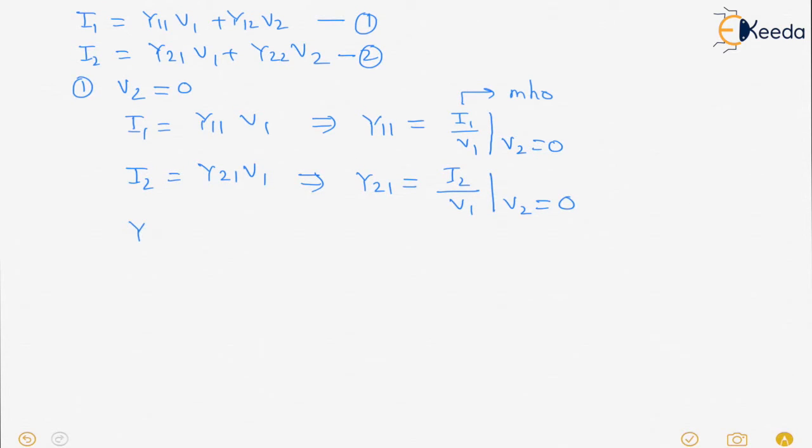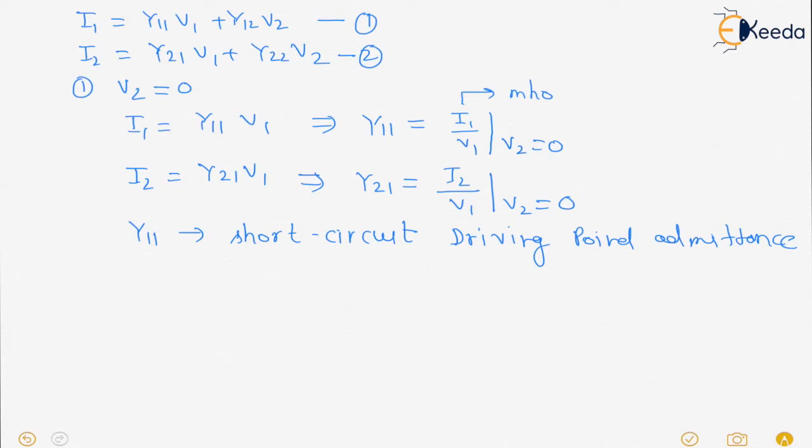So y11 can be called short circuit driving point admittance. Y21 can be called short circuit forward transfer admittance.